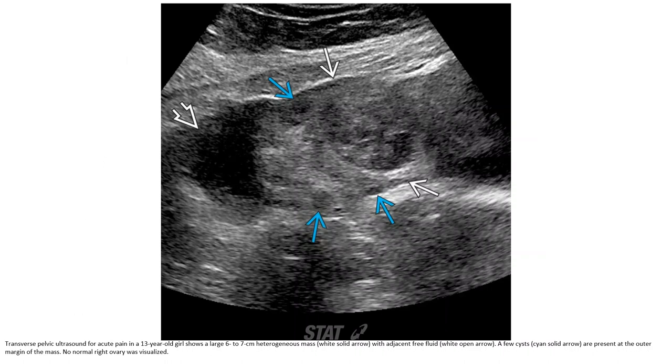Pelvic ultrasound for acute pain in a 13-year-old girl shows a large 6 to 7 cm heterogeneous mass with adjacent free fluid. Acute cysts are present at the outer margin of the mass. No normal right ovary was visible.